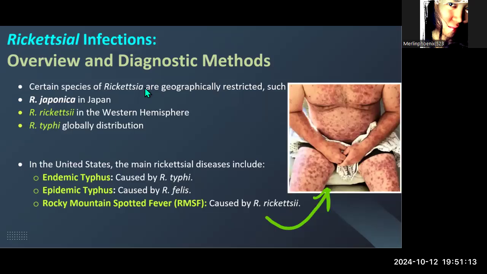So certain species of Rickettsia are geographically restricted, like R. japonica, only in Japan, and in the Western Hemisphere, we have R. rickettsii, and global distribution or worldwide, we have R. typhi. So in the United States, the main rickettsial diseases include endemic typhus and the epidemic typhus. Endemic caused by R. typhi and epidemic by R. prowazekii. And we also have the RMSF or the Rocky Mountain Spotted Fever caused by R. rickettsii.